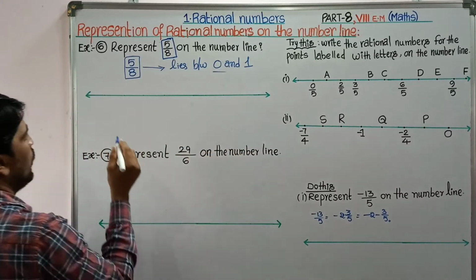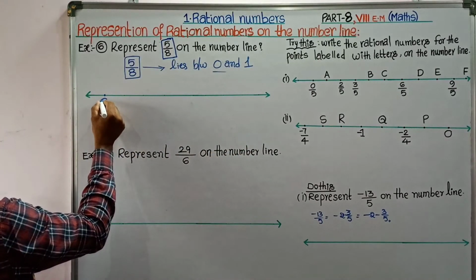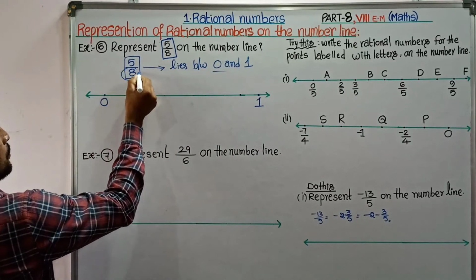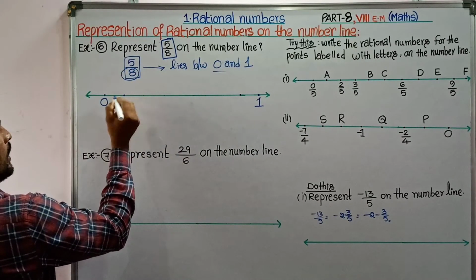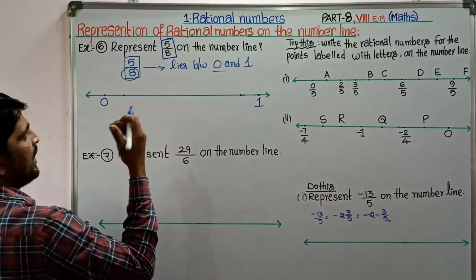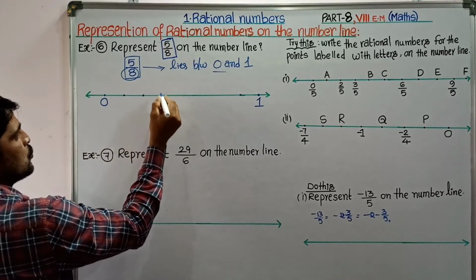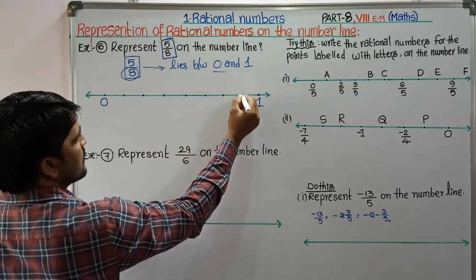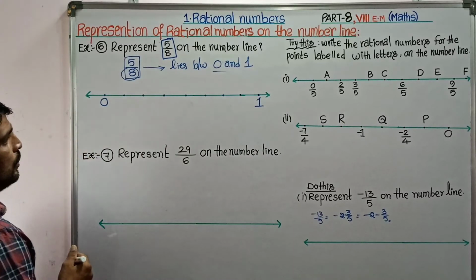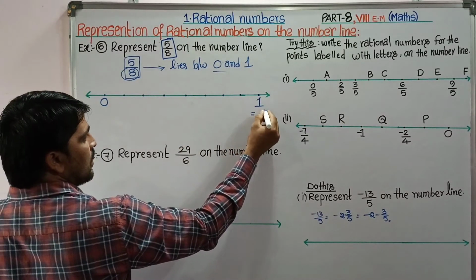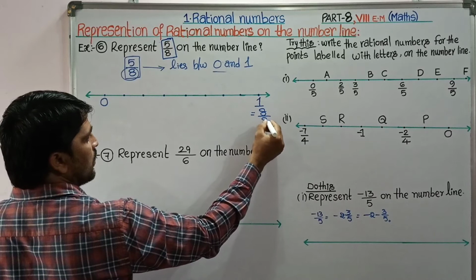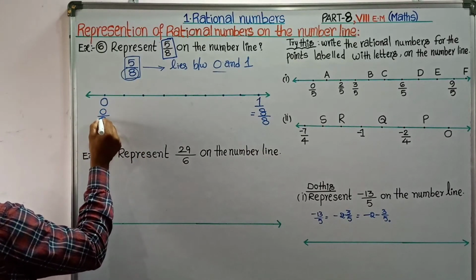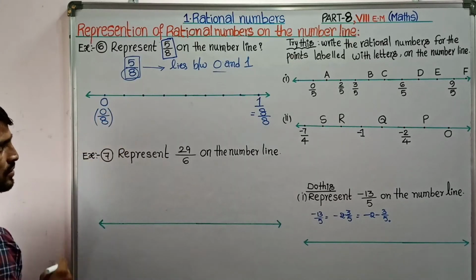and 1. Now consider 1 unit length from 0 to 1. As the denominator here is 8, divide this 1 unit length into 8 equal parts: 1, 2, 3, 4, 5, 6, 7, 8. So 1 can be written as 8 by 8, the eighth part out of 8 equal parts. 0 can be written as 0 parts out of 8 equal parts.